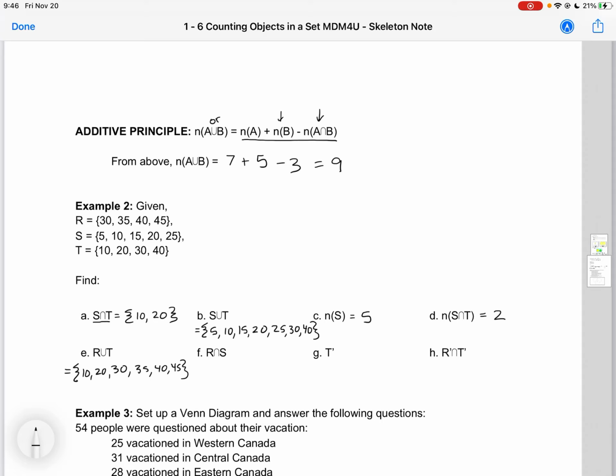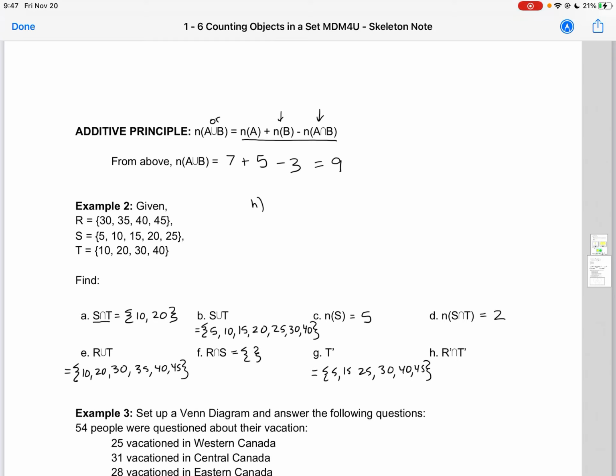F, we have the elements that are in common between set R and set S. That is our null set. There are no elements in common. G, we're looking for the elements that are in T prime. So those are the numbers that are in R and S, but aren't in T. So we've got 5, 15, 25, 30, 40, and 45. And then the last one, we've got the elements that aren't in R and aren't in T.